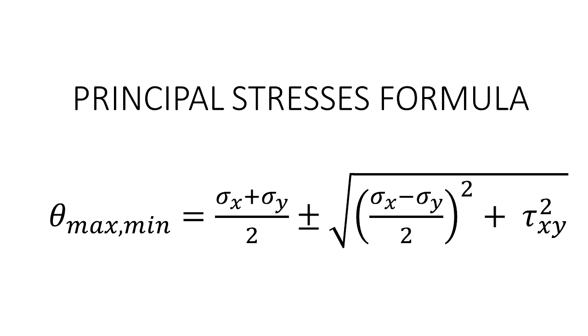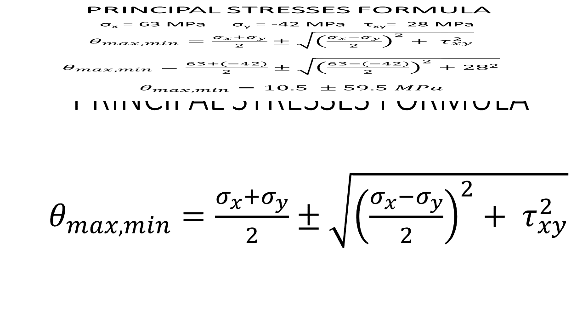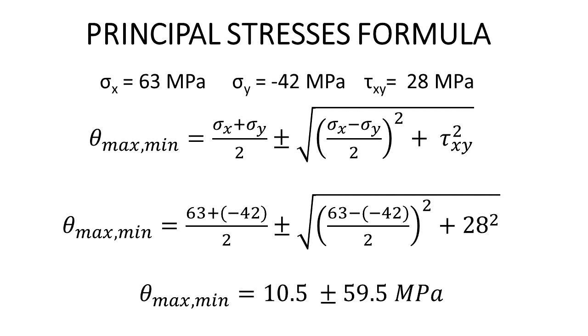The principal stresses formula is given by the equation sigma maximum or minimum equals sigma x plus sigma y over 2, plus or minus the square root of (sigma x minus sigma y over 2) squared plus tau xy squared. Moving on, we still have the given variables that we obtained earlier. Sigma x equals 63 megapascals, sigma y equals negative 42 megapascals, and tau xy equals 28 megapascals.